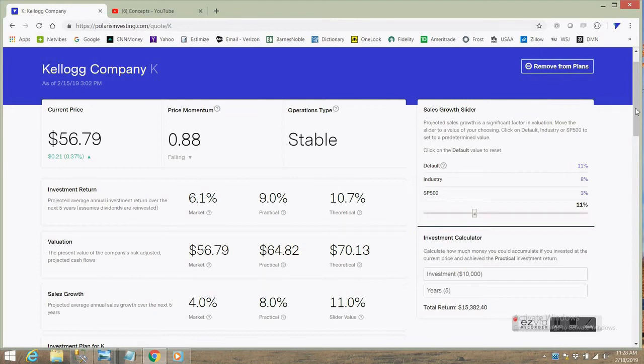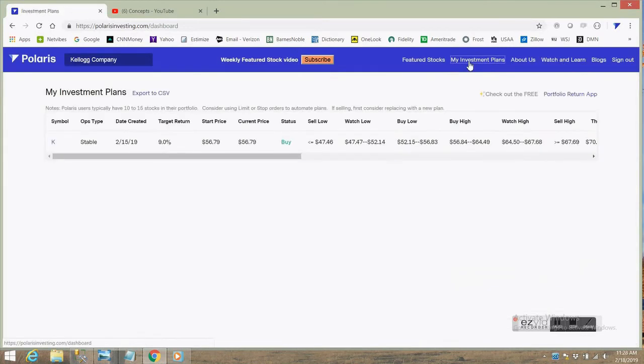You're ready to lock in this practical investment return as a target return that you're going to create a plan around. So you just now click on Add to Plan, and then you come over here and look at your investment plan. So what we've done here is today we've created a plan around Kellogg's. The target return is that practical investment return of 9%. The price at the date that we saved the plan was $56.79. Today's price is the same because today is the day that I created the plan. But in the future, this current price will change.